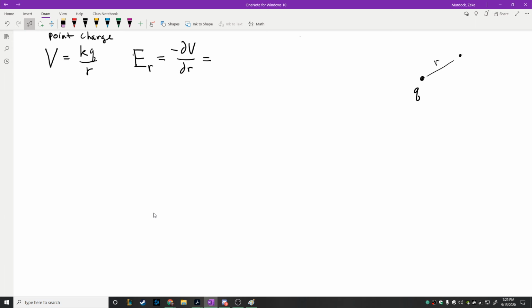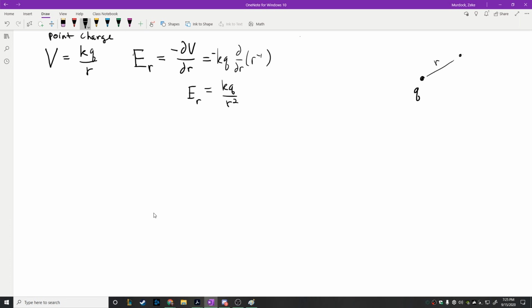So what would the R derivative of KQ over R be? You're really taking the derivative of 1 over R, right? Negative 1 over R squared, right? So the negatives will cancel and you'll just get, not surprisingly, KQ over R squared. That's the radial component, right? And that's exactly what we would expect, right?